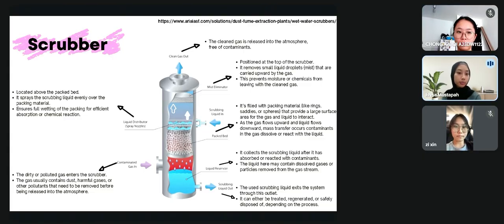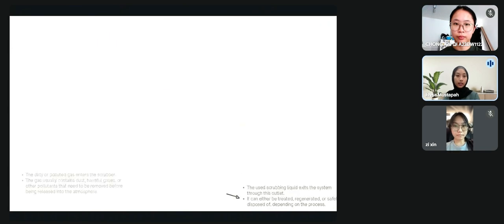Spray nozzle, which is located above the packed bed. It sprays the scrubbing liquid evenly over the packing material. It ensures full wetting of the packing for efficient absorption or chemical reaction.